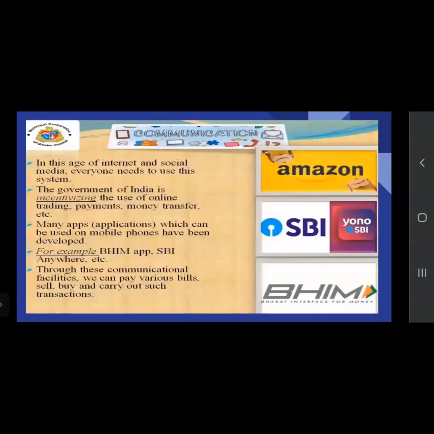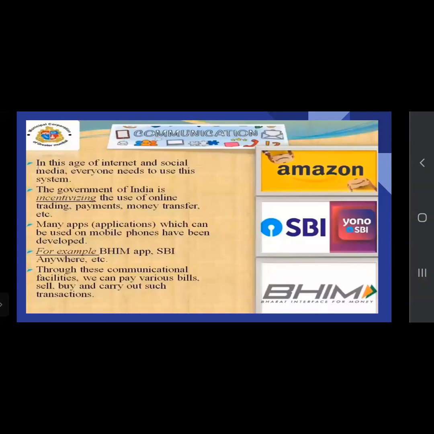Now in this age of internet and social media, everyone needs to use this system. We know that because of the internet and social media, everyone is using it nowadays. The government of India is incentivizing the use of online trading, payment, money transfer, etc. So we all know that our government is giving more emphasis on the use of online trading.